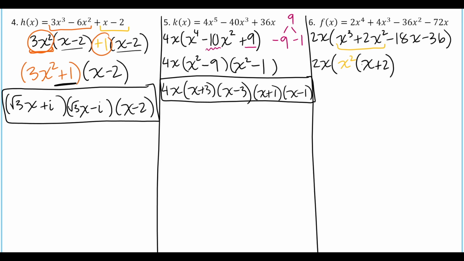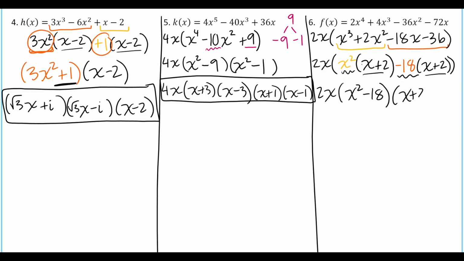From my second group, I have a negative 18 for the first term, negative 18x, and then I'm subtracting 36. I can divide out negative 18. So I'm going to do that. I'm left with x plus 2, which is good because now my inside terms are the same. I still have the 2x out front from before. I'll take my outsides, x squared and minus 18, into its own set of parentheses, and then the x plus 2.